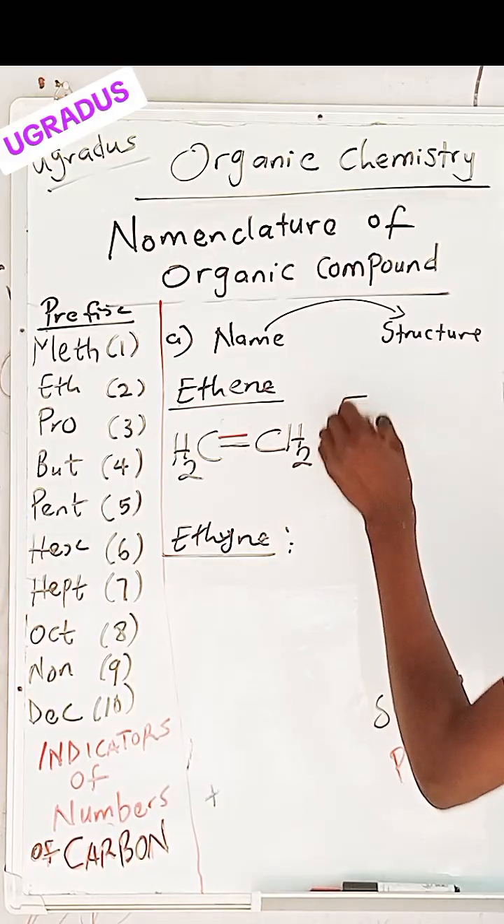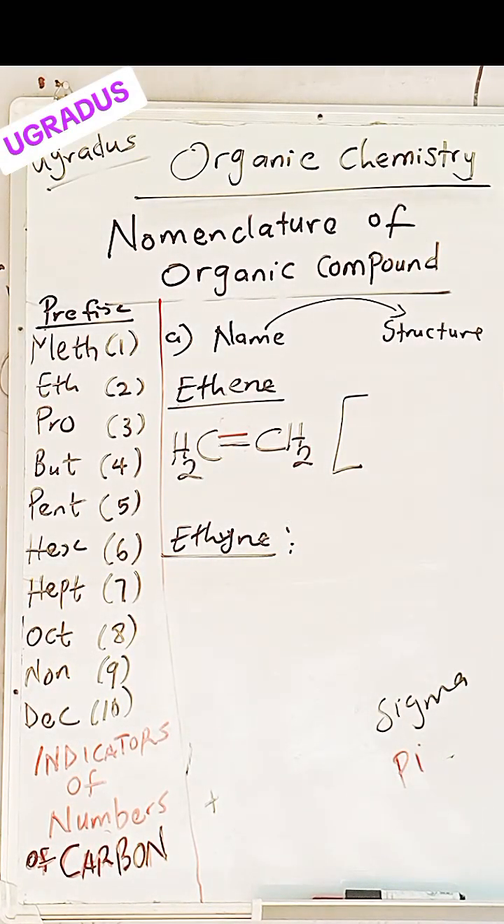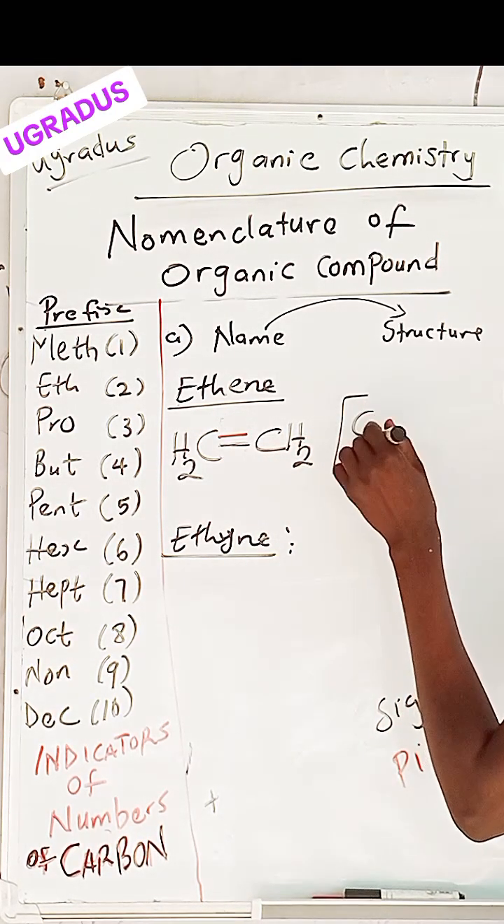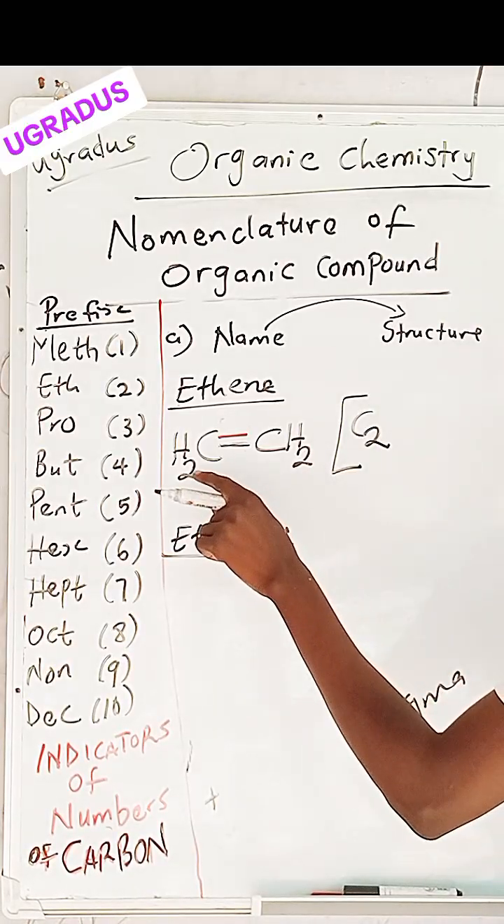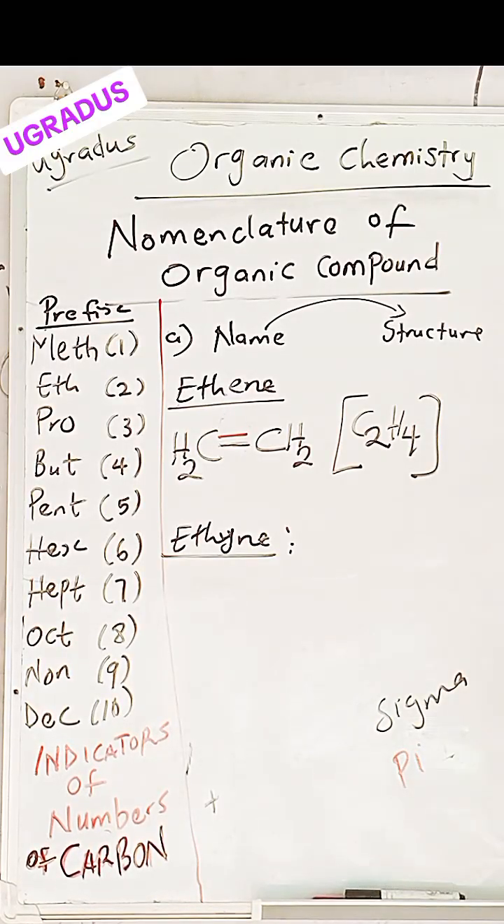Now, let's write the molecular formula. The molecular formula just reveals to us the number of elements present. So just count: 1, 2. That's C2. And how many hydrogens in total? 2 plus 2, that's 4. That is the molecular formula of ethene.